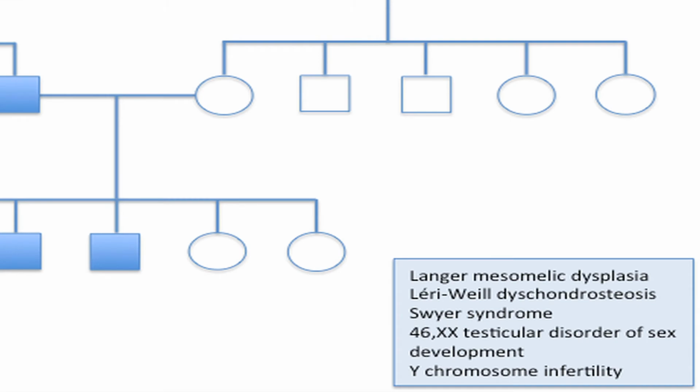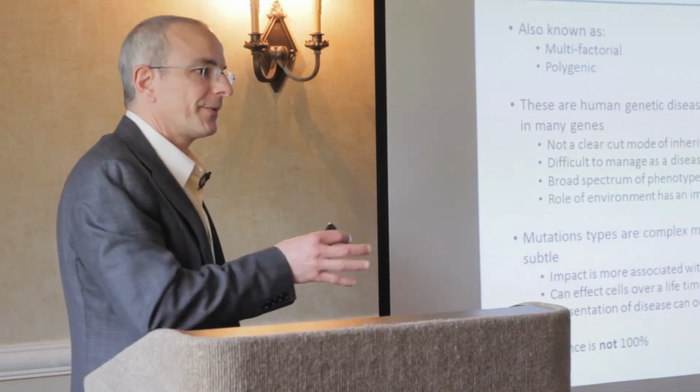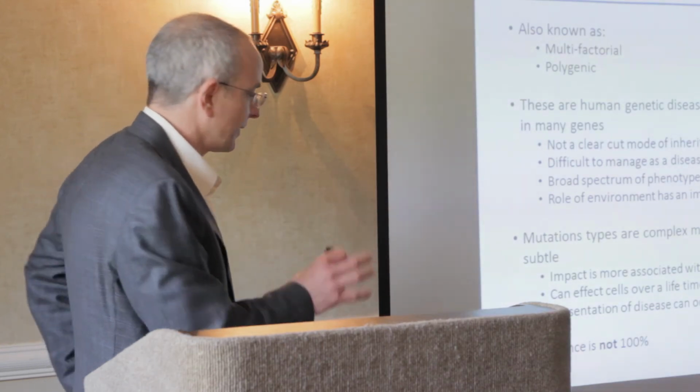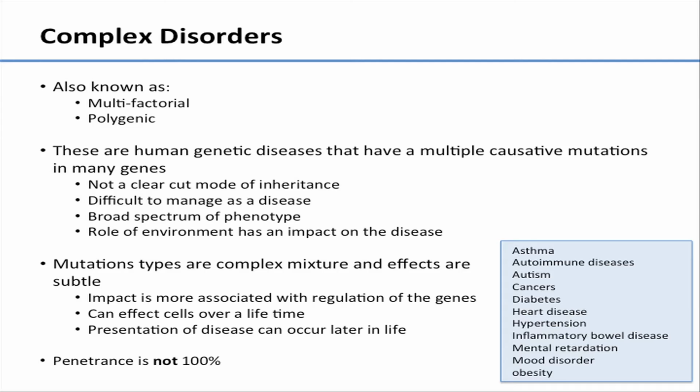Okay, complex disorders, as I had mentioned, and we won't be doing any of those type of diagrams because they're just too complex to follow through because there's so many genes involved. Basically known as multifactorial or polygenic. These are human genetic diseases that have multiple causative mutations, and as I mentioned, it explains the broad phenotypic expression that you get from mild to severe.